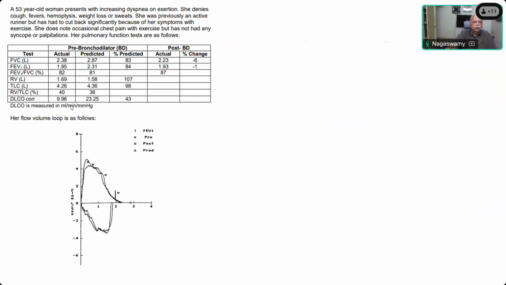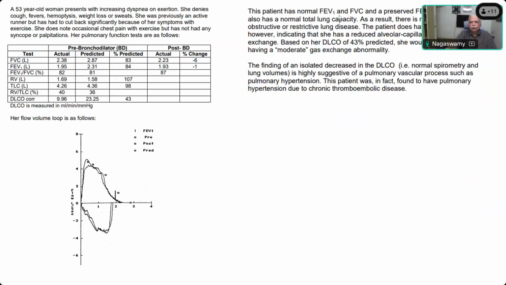Non-respiratory cause. So this pattern is neither restrictive nor obstructive. It is a preserved FEV1 to FVC ratio with a normal total lung capacity. So there is no evidence of either obstructive or restrictive lung disease. But the patient has a reduced DLCO, indicating reduced alveolar capillary gas exchange. Based on the DLCO, it is a moderate gas exchange abnormality.